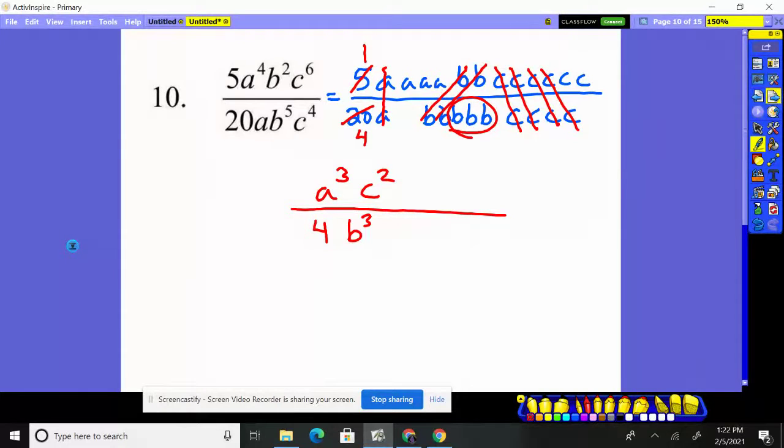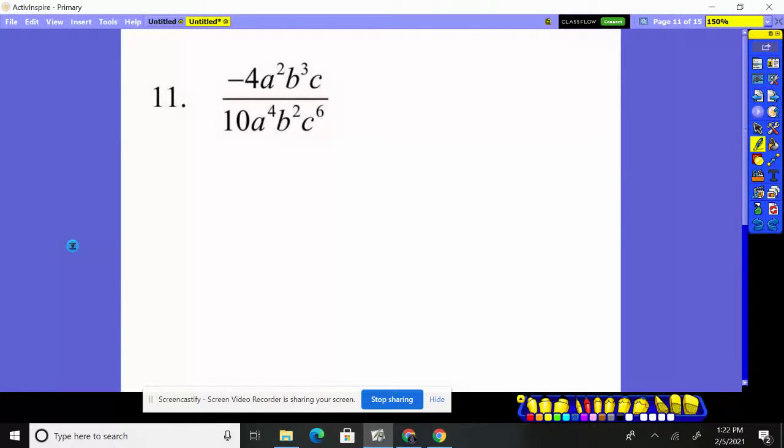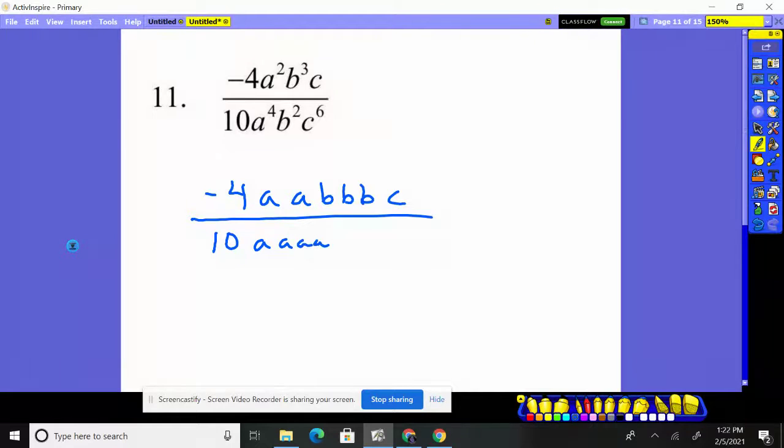Number 11. I'm going to write it down here. -4, A, B, C, all divided by the number 10. And then I have AB multiplied by itself 4 times, B multiplied by itself twice, and C again 6 times. Okay, well, let's deal with our variables first. A's go away, simplify to 1s. B's. Now C, that's all I see.